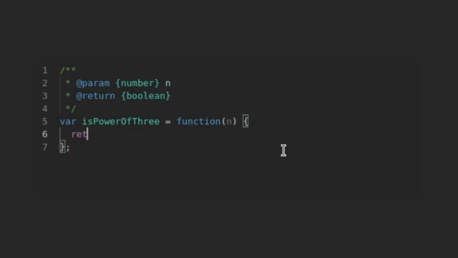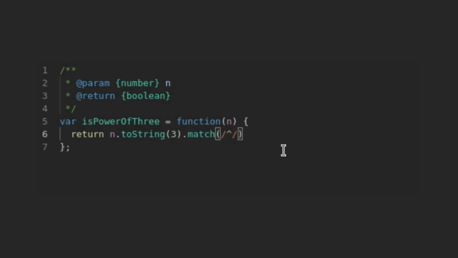We just type return, take the input n, and change it into a string, and then we put an argument of 3. This will make it into a string and convert the number to base 3. And then after that, we need to look for the 1 and 0 at the beginning. So we can use the match method with the following regular expression.